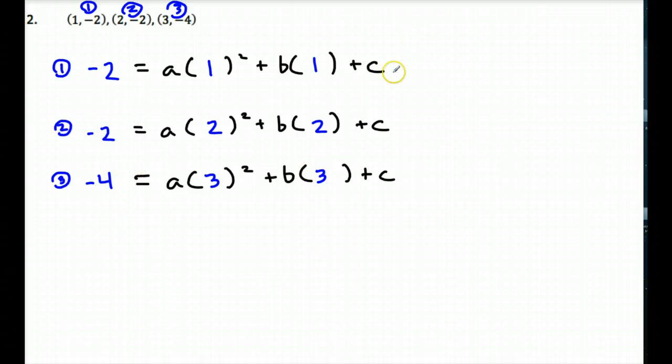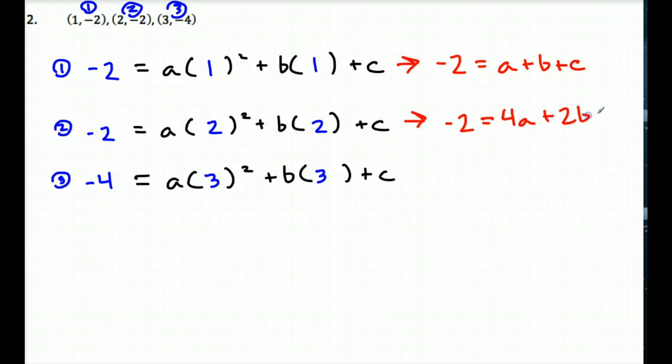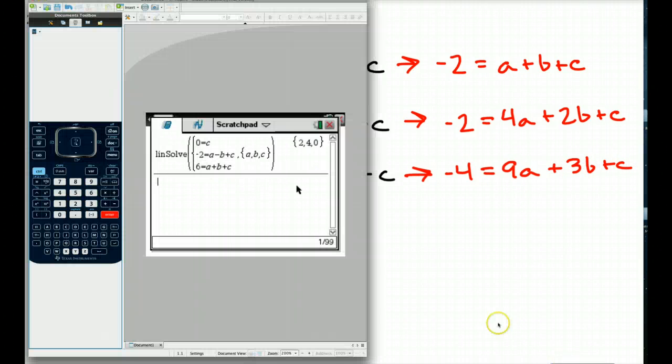So if I simplify each of these equations, I get negative 2 equals a plus b plus c for my first equation. My second equation, I get negative 2 equals 2 squared is 4, so you get 4a plus 2b plus c. And then for your final equation, you get negative 4 equals 3 squared is 9, so 9a plus 3b plus c. And now I'm going to go to my calculator, and I'll do the exact same thing.